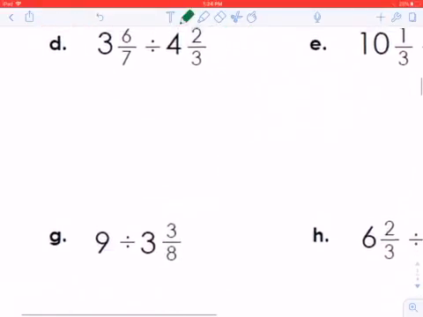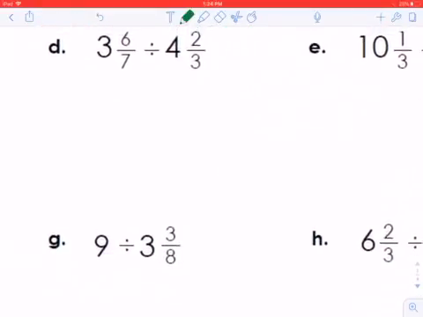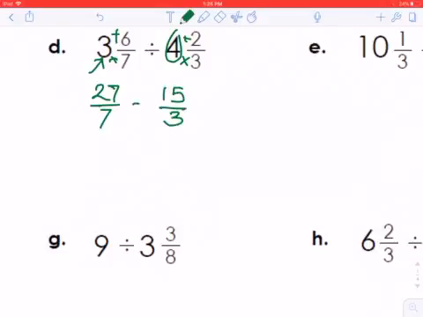All right, let's try another one. Let's just move down to D. The numbers get a little bit more complex here, so please use a multiplication chart if you need to. 3 times 7 is 21. There are 21 sevenths in 3 wholes. And I also have an extra 6 sevenths, so that's a total of 27 sevenths. In this whole number, if I cut it into thirds, I'd have 4 groups of thirds, or 12 thirds, plus these extra 2 thirds, make a total of 15 thirds.